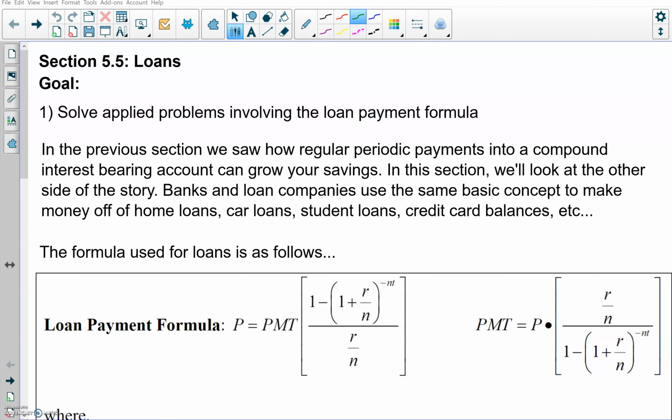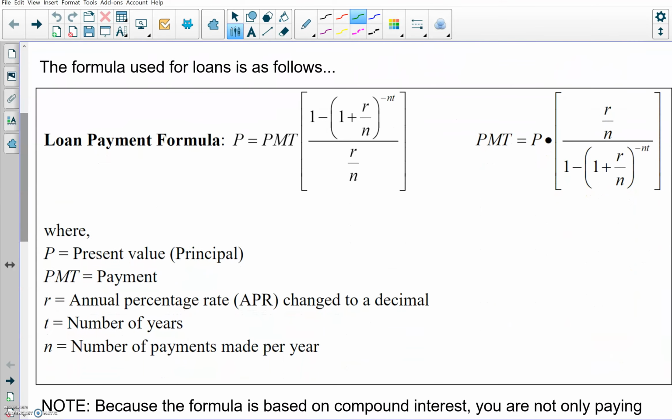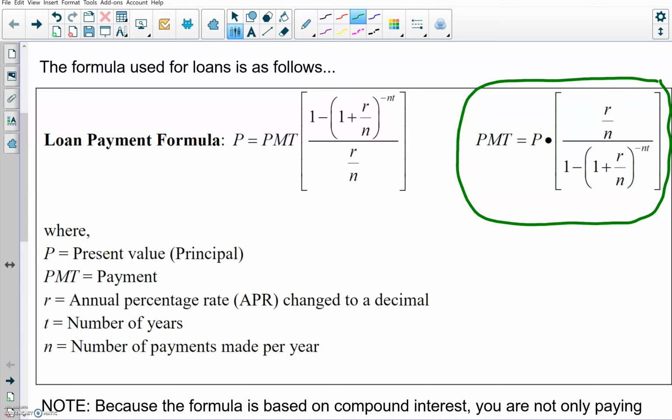Banks and loan companies use the same basic concept to make money off of home loans, car loans, student loans, credit card balances, etc. Pretty much you name it. If you're borrowing money, they're using something similar to what we're going to see in this section to figure out how much you're going to have to pay them so that they can realize a certain goal in the future. So the formula we're going to use is the loan payment formula, and more importantly, this is the one you're going to use to find the payments.